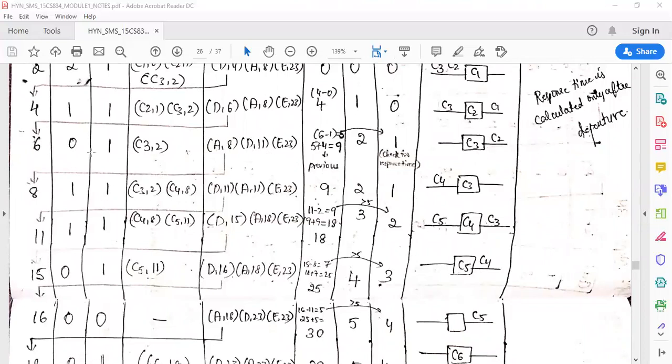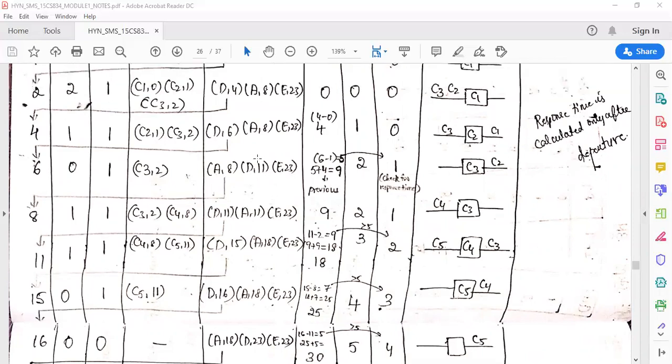Who is there in the queue? Nobody is there, so write 0. Who is there with the server? Somebody is there, so the server is busy. Then what happened? The second customer went out. So who is there in the line? Only the third customer is there. So C3 comma 2 is there. So A comma 8, D comma 11, E comma 23. You will write it in ascending order.